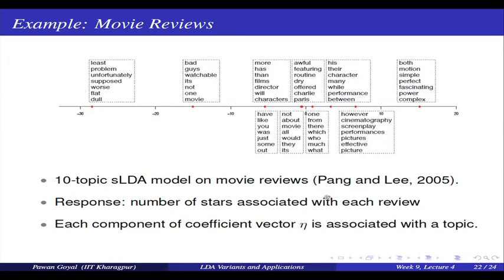This is from the Pang and Lee paper, 2005. What they did was take a 10-topic SLDA model and fit it on movie reviews. You see here there are 10 topics, the most important words, and they are plotted with their corresponding eta_j. A high eta means this topic corresponds to a high score or a high rating, and a negative value of eta means this corresponds to a negative score, a negative rating.